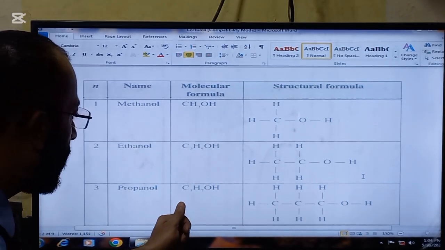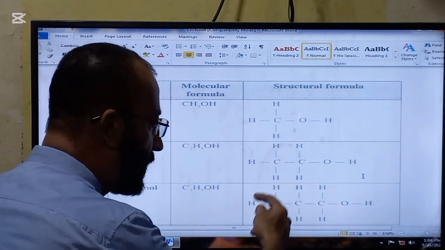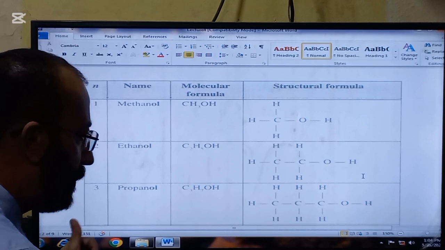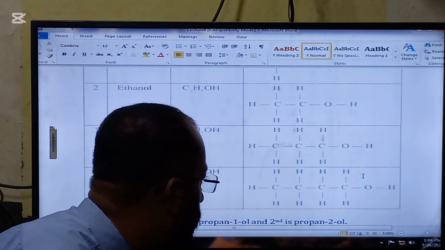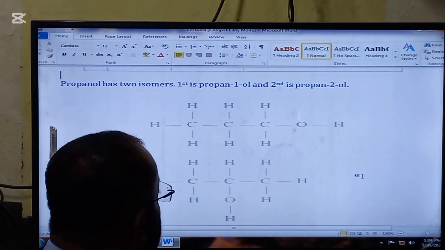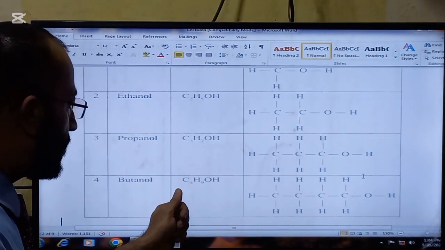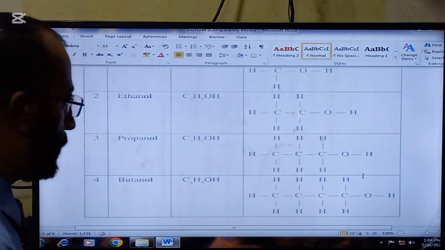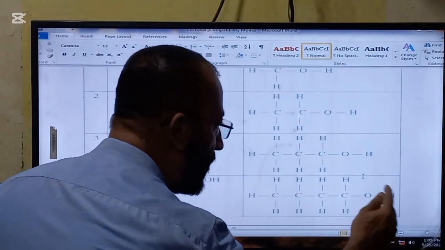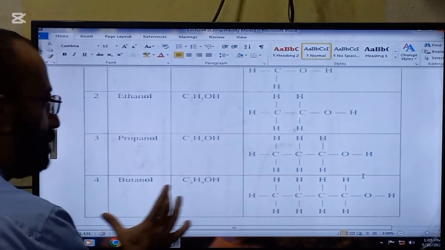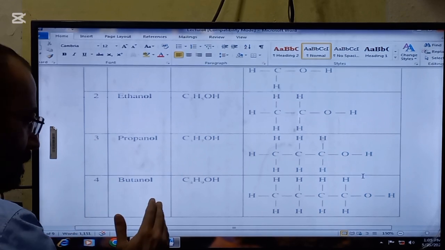Propanol. The molecular formula is C3H7OH. Again, in the structural formula of propane, the last H is replaced with OH. Likewise, butanol. The molecular formula is C4H9OH. Here is the structural formula, and if you can see, H is replaced with OH, and this is now butanol. The last E is replaced with OL. So butane, butanol.